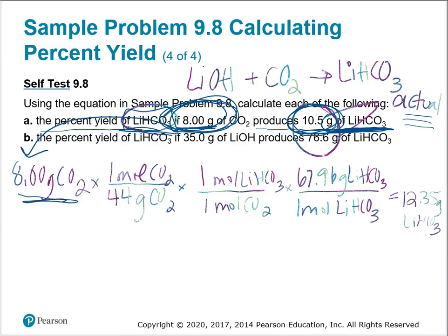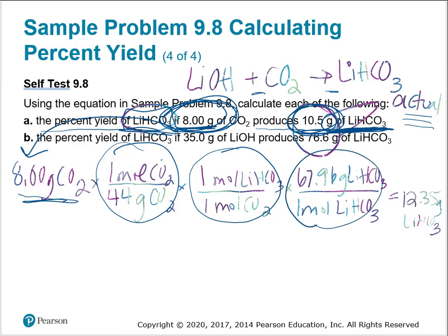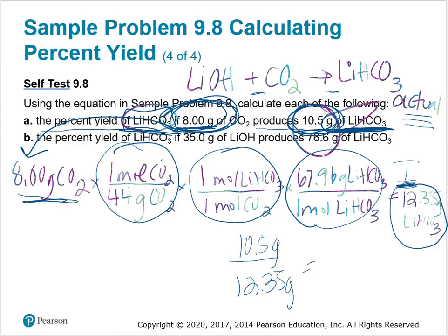And if I have grams of CO2, I need to go to moles of CO2 using the molar mass. I need to look at my mole to mole ratio of CO2 to product. And then I need to look at the molar mass of that product. If you plug and chug, I got theoretically, and I'm going to put a T here for theoretically, 12.35 grams. That's how much I theoretically should produce. Here's how much I actually produced. So we do actual divided by theoretical, 10.5 grams divided by 12.35 grams, and we should get about 85.0%.